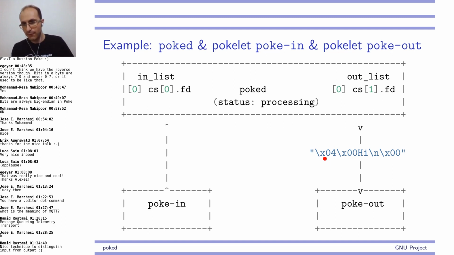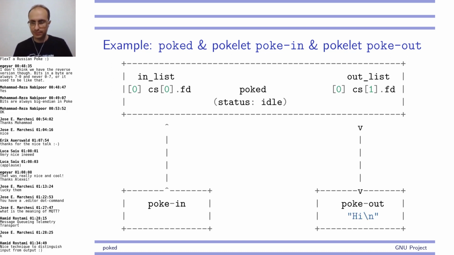So we have 4 characters here because, for simplicity, the pokeD tries to put a null character at the end. It doesn't matter if you're sending binary data or text data. It will make sure that the last one is always 0. So here we have 4 characters: H, I, new line, and 0.